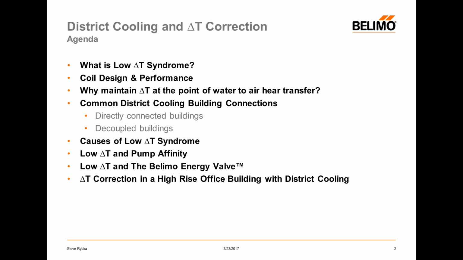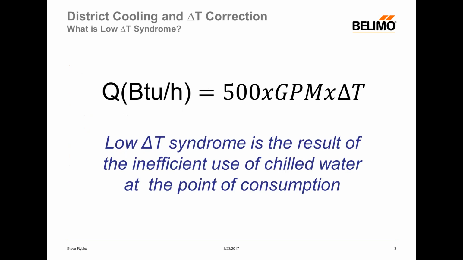And then finally, I'll just briefly talk about a building in Nashville, Tennessee, where we corrected delta T on a facility that had its chilled water provided from a local central energy plant where there was billing based on GPM, temperature differential, and things like that.